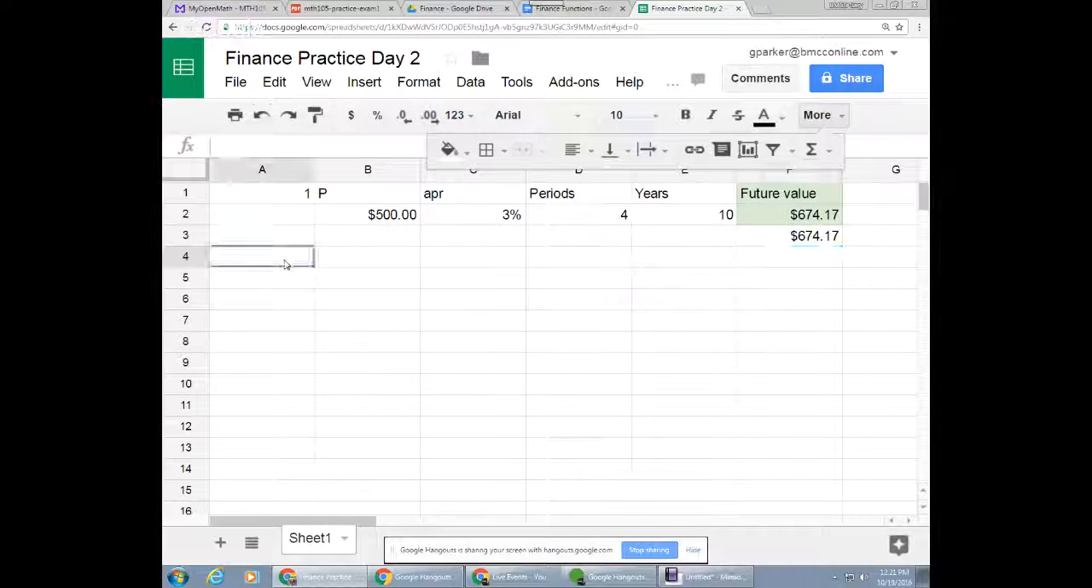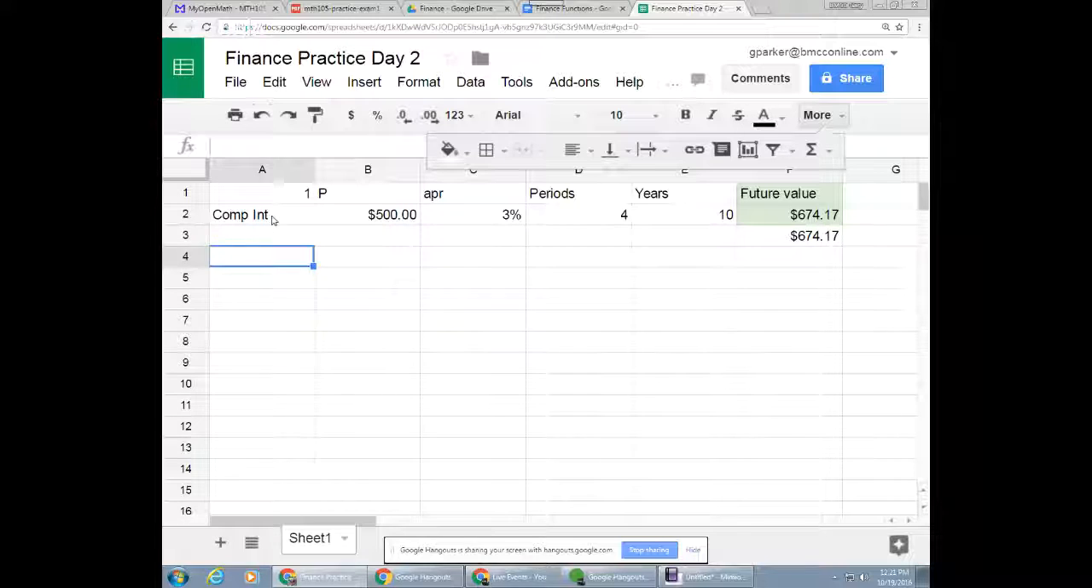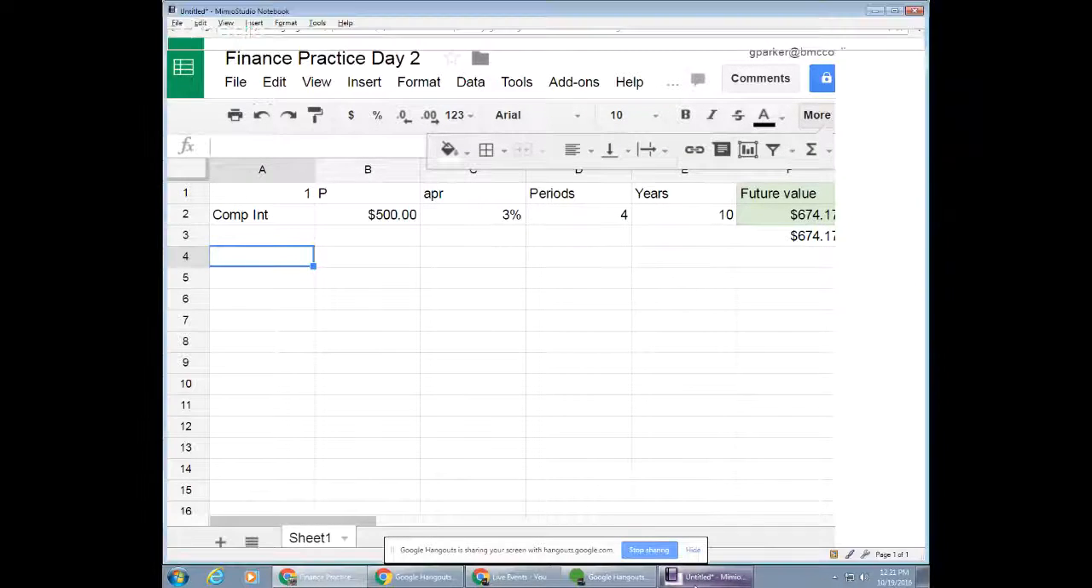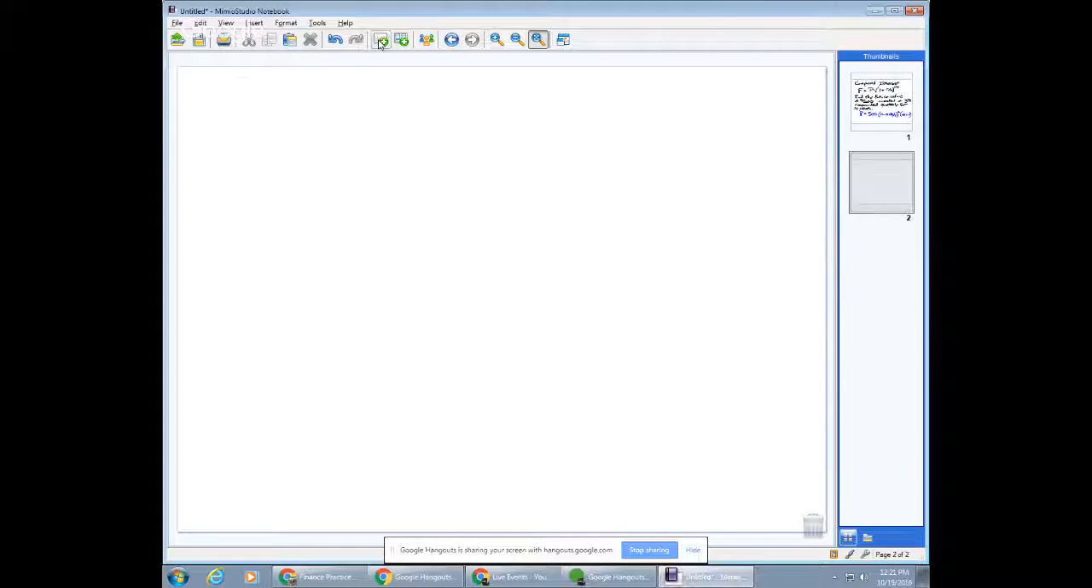All right, so that's regular compound interest. Let's label this compound interest. Let's do a different one. We also got to a savings annuity the other day. So let's take a look at the savings annuity formula.